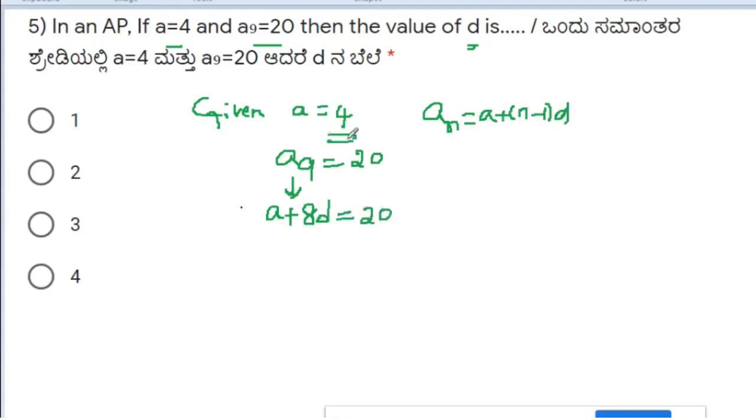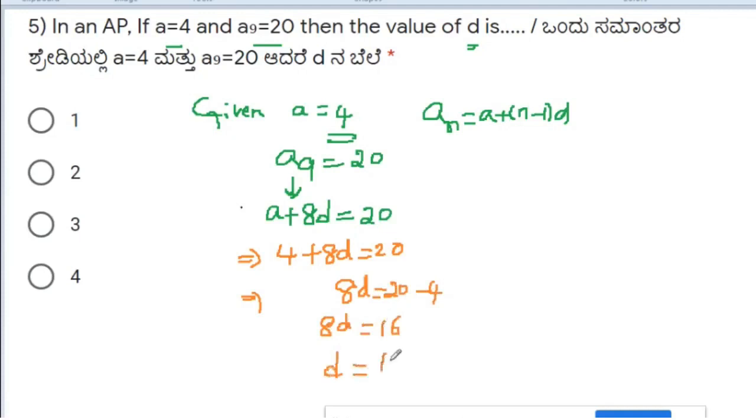So we will replace the value of A in this ninth term. A value is 4 plus 8D is equal to 20. This implies 8D is equal to 20 minus 4. When plus 4 moves to the other side it will become minus 4, which is 16. And I want the value of D, which is common difference. 16 by 8 is 2. Correct option here is 2.